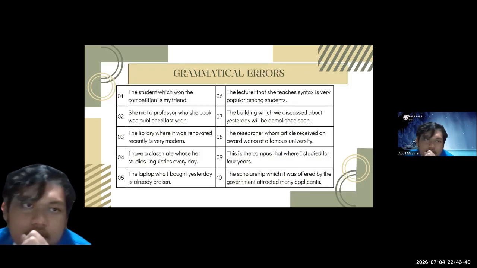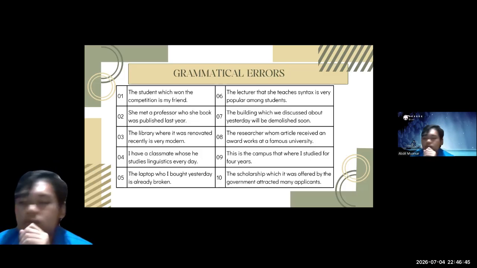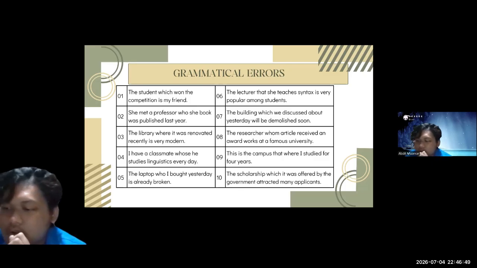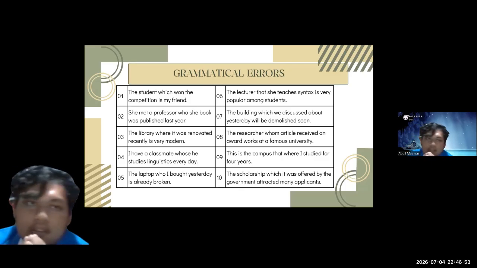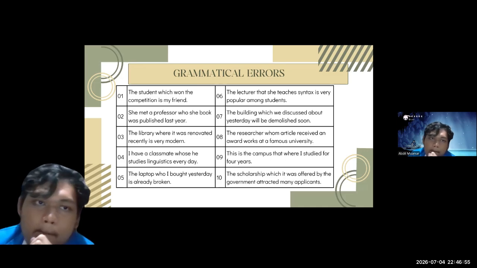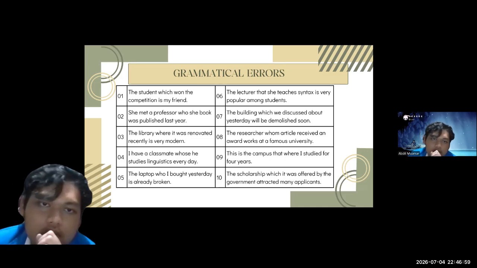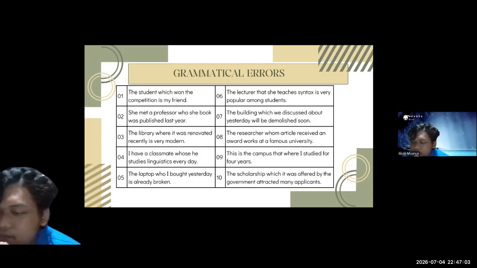So the first sentence is the student which won the competition is my friend. The error is which is used for things, not the subject people. The correction is who. Next sentence, she met a professor whose book was published last year. The error is whose books.